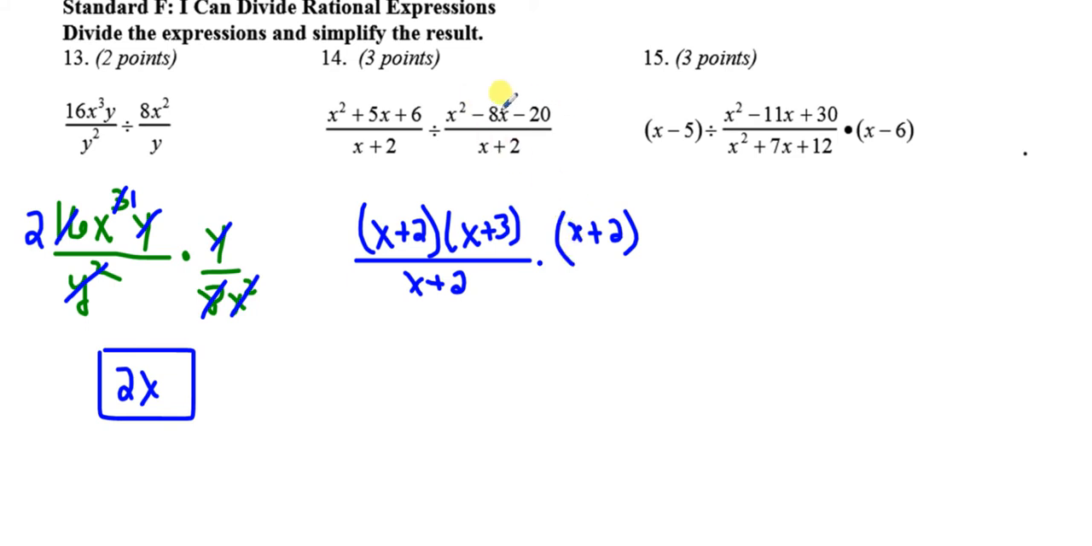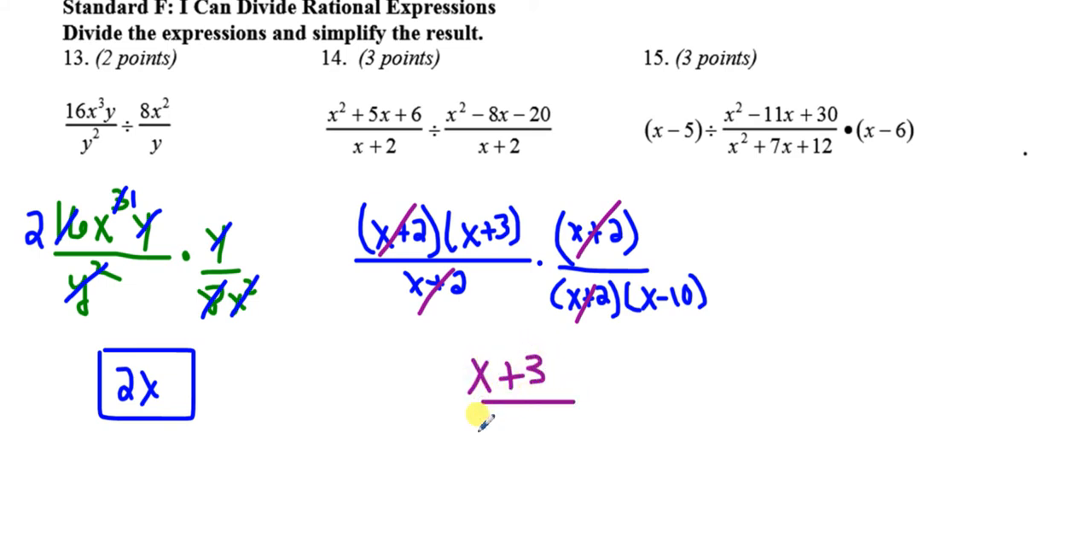And this term goes on the bottom, multiplies to be negative 20. Negative 4 times 5, but that doesn't work. How about negative 10 and a positive 2? X plus 2, another x plus 2, and an x minus 10. So this goes pretty smooth, but if you do make a mistake in factoring, of course, that kind of messes things up. Switch it over to purple, and my x plus 2 gets canceled, another x plus 2 gets canceled, and we're left over with x plus 3 over x minus 10.